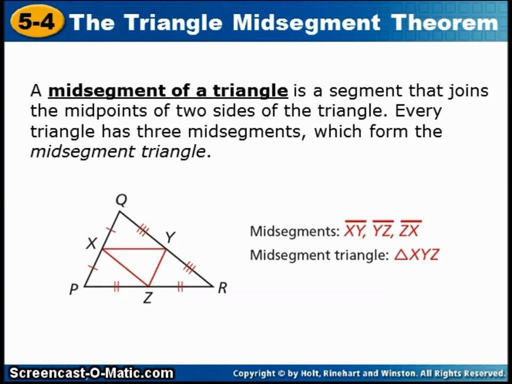A midsegment of a triangle is defined as a segment that joins the midpoints of two sides of the triangle. Every triangle has three midsegments. Right, so this is what it would look like. XY, YZ, and ZX are all midsegments, and together they form the midsegment triangle.